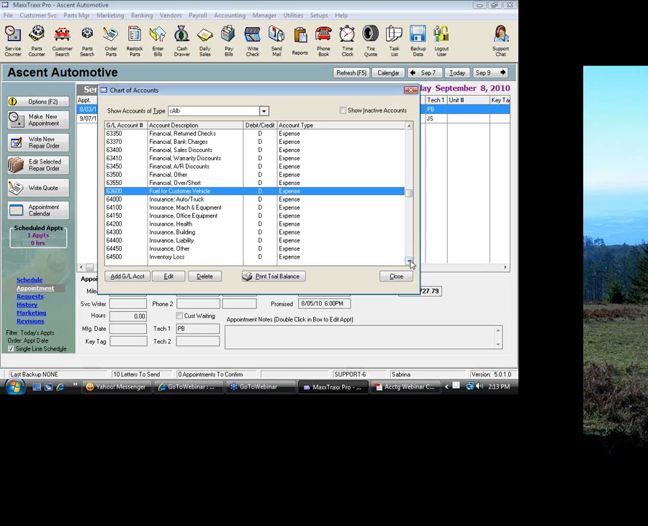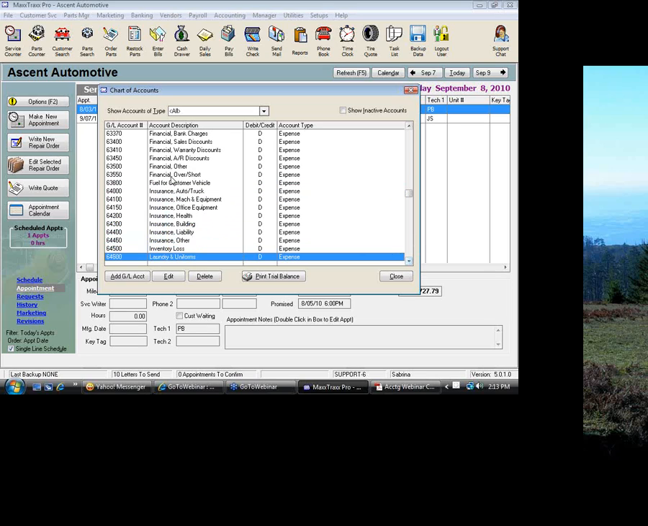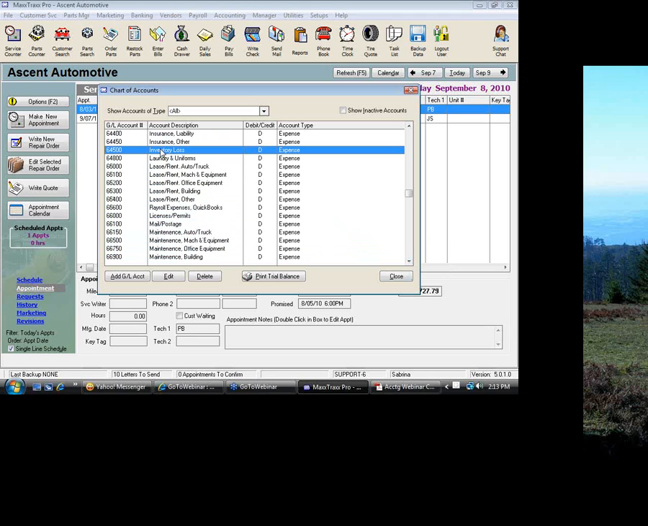And then, again, pretty much, guys, pretty straightforward here. We have all of your insurances. Rex, do you have any comment here on this inventory loss number, 64500?